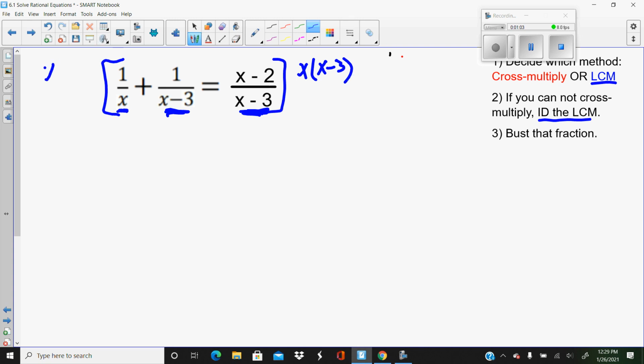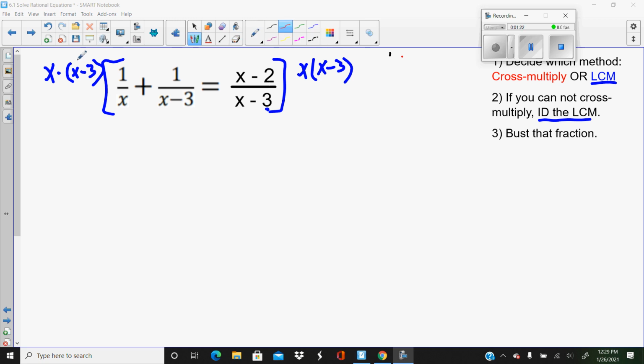So what I'm going to do is bust this fraction by multiplying both sides by this quantity. Now notice that I did not multiply it out. I didn't distribute the x, and that actually makes it a lot easier as we are simplifying, okay? So let's take a look at what that looks like. All right, I'm going to try and use colors so that we can see each step, okay?